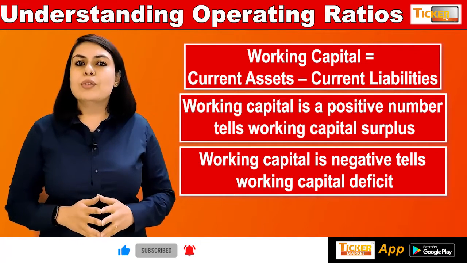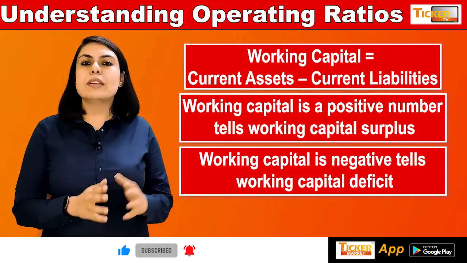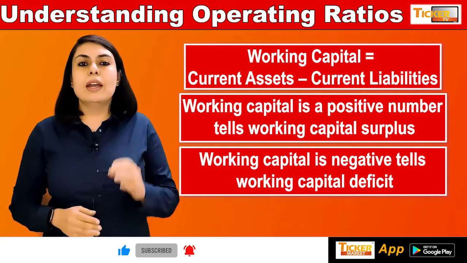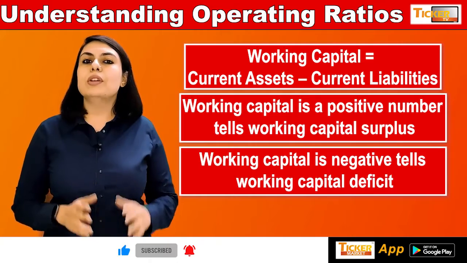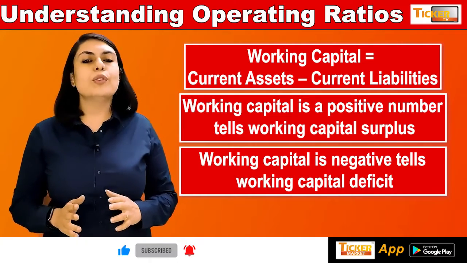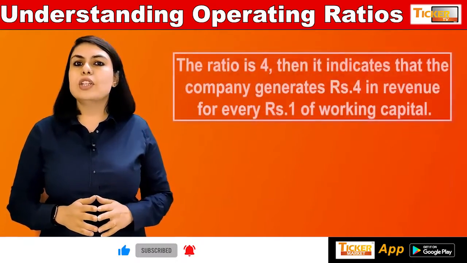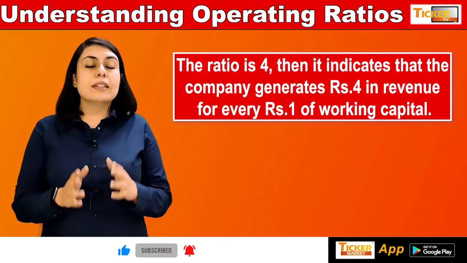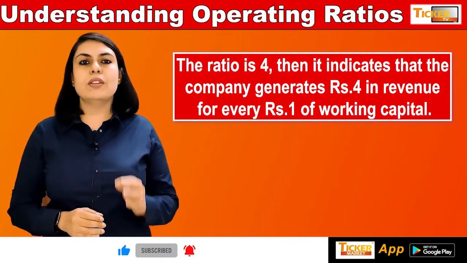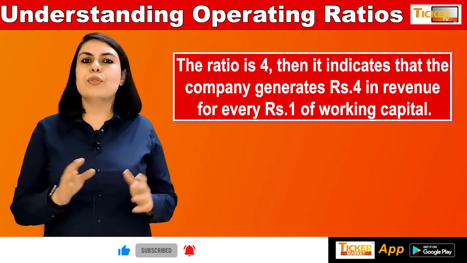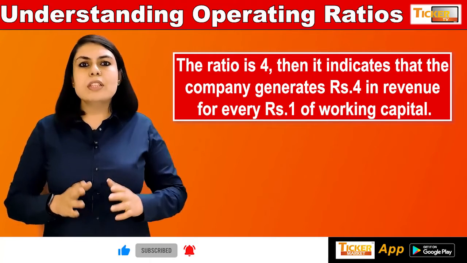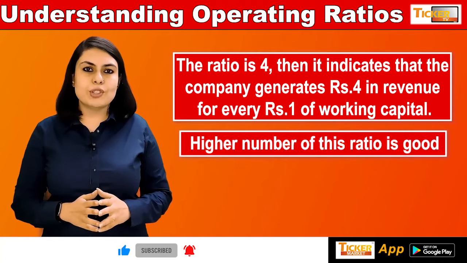The working capital turnover ratio is also referred to as net sales to working capital, and it indicates how much revenue the company generates for every unit of working capital. Suppose the ratio is 4, then it indicates that the company generates rupee 4 in revenue for every 1 rupee of working capital. It is always better to have a higher number for this ratio.